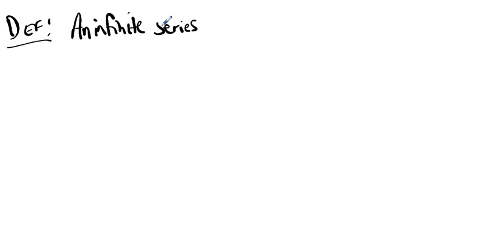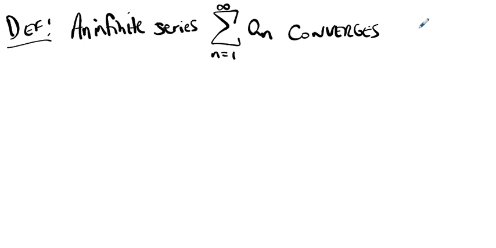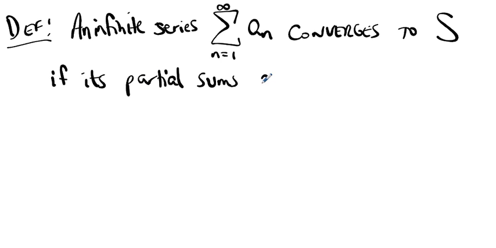So, by definition, an infinite series. Now, you'll remember this notation from high school. This is the sigma notation. This is a Greek letter that makes the S sound. It means sum from 1 to infinity of some sequence a sub n. This infinite series converges to some number s if its partial sums converge to s.